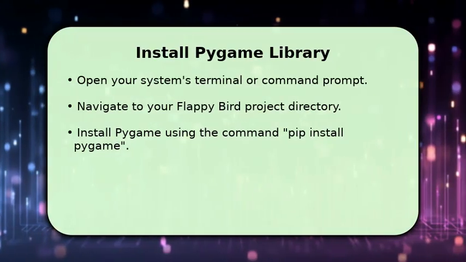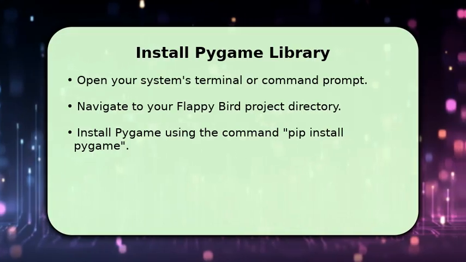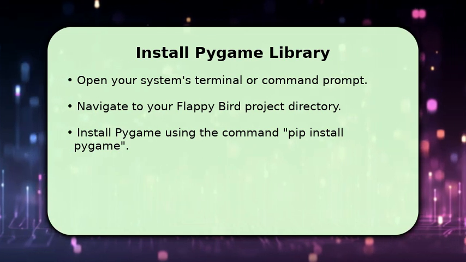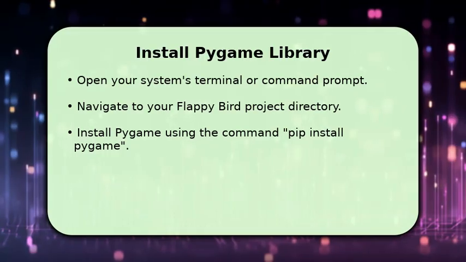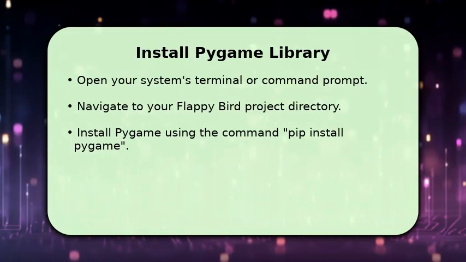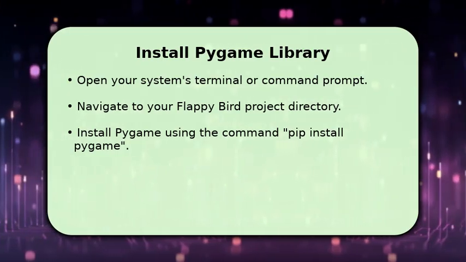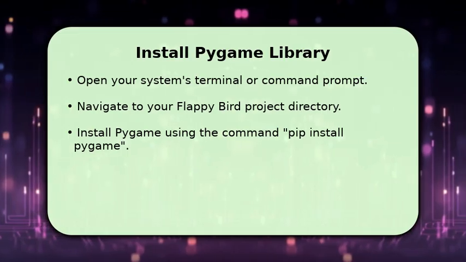Now, let's install the essential Pygame library. Open your system's terminal or command prompt and navigate to your Flappy Bird project directory. This ensures pip installs the library correctly for your project. Then, simply type pip install Pygame and press enter. Pygame is a free and open-source Python library specifically designed for making video games, providing all the necessary tools.